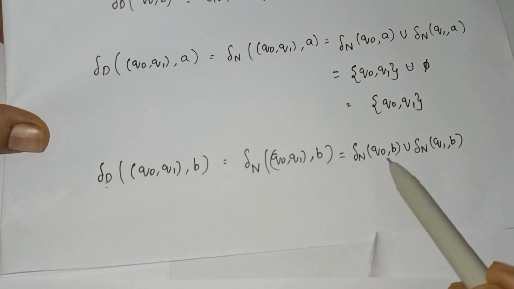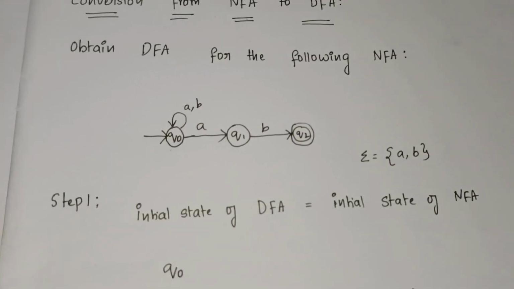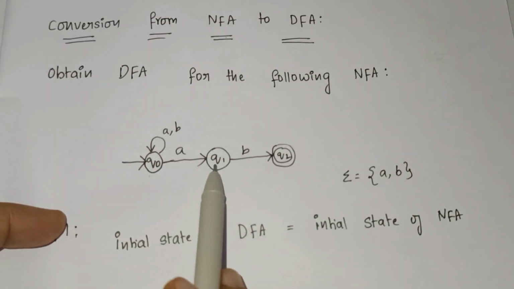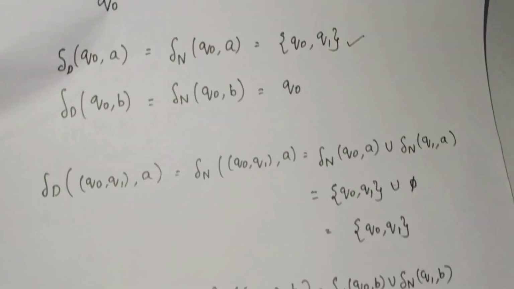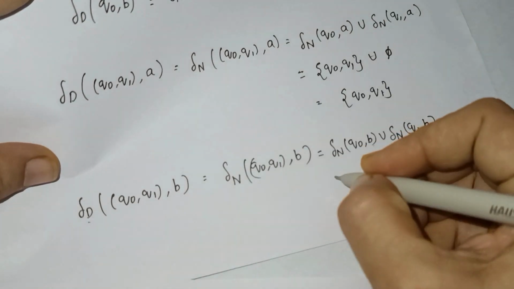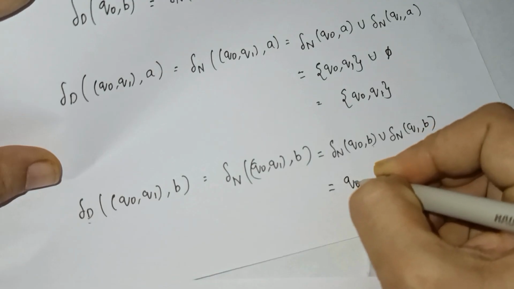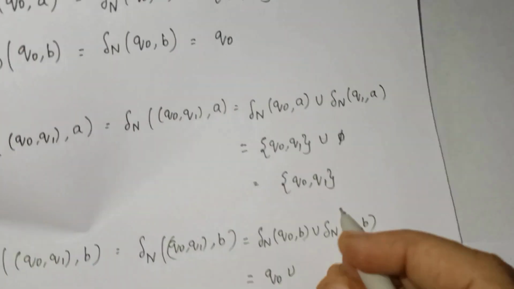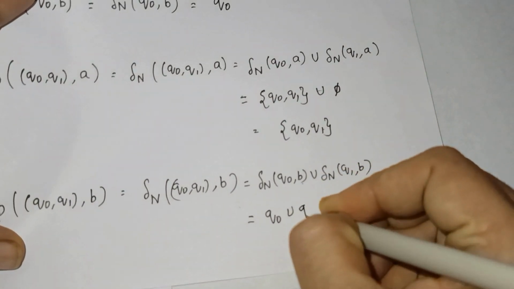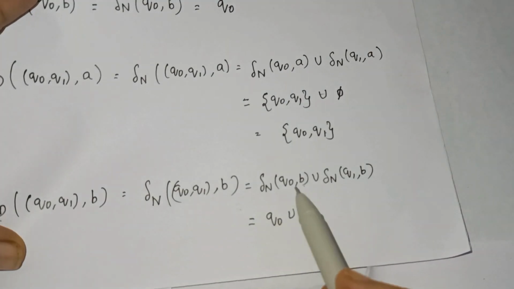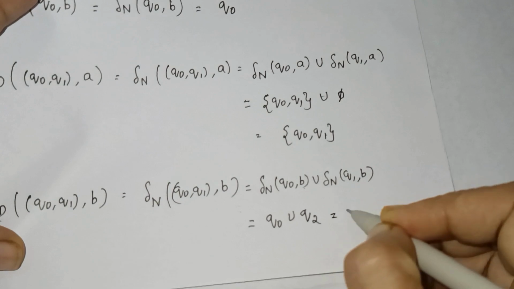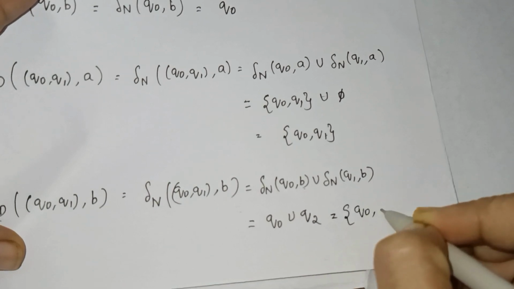Now what is the NFA's Q0 on B? Q0 on B is only Q0. So we will write Q0 here. Q0 union Q1 on B. So Q1 on B is Q2. So we will write Q2. So Q0 on B is Q0, Q1 on B is Q2. So totally we will get the transition as Q0, Q2.